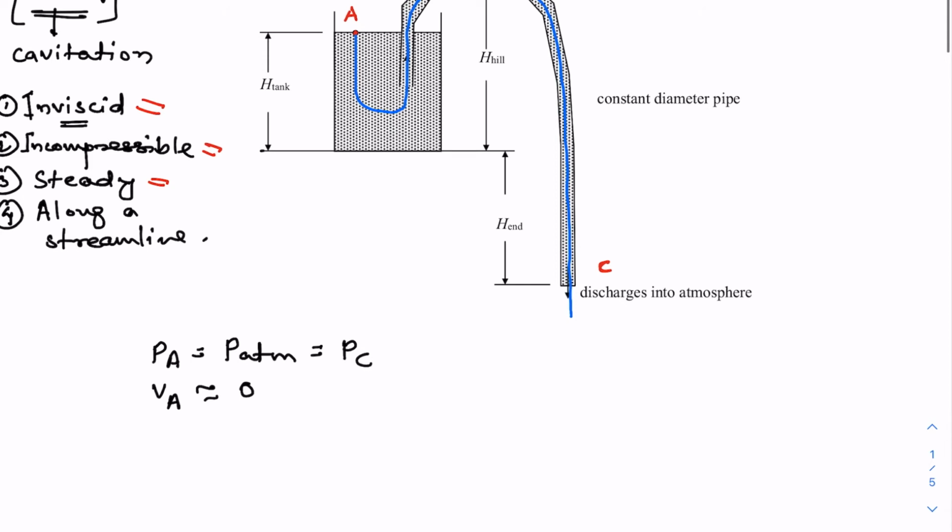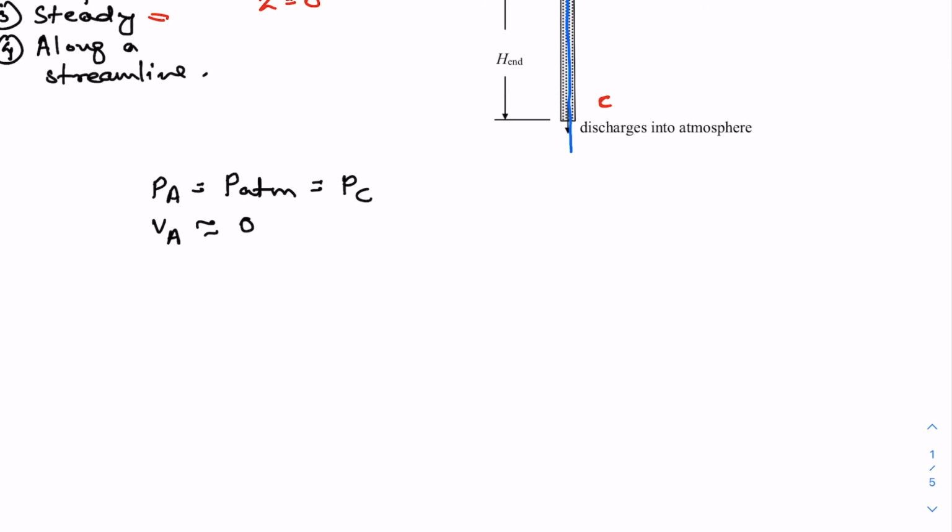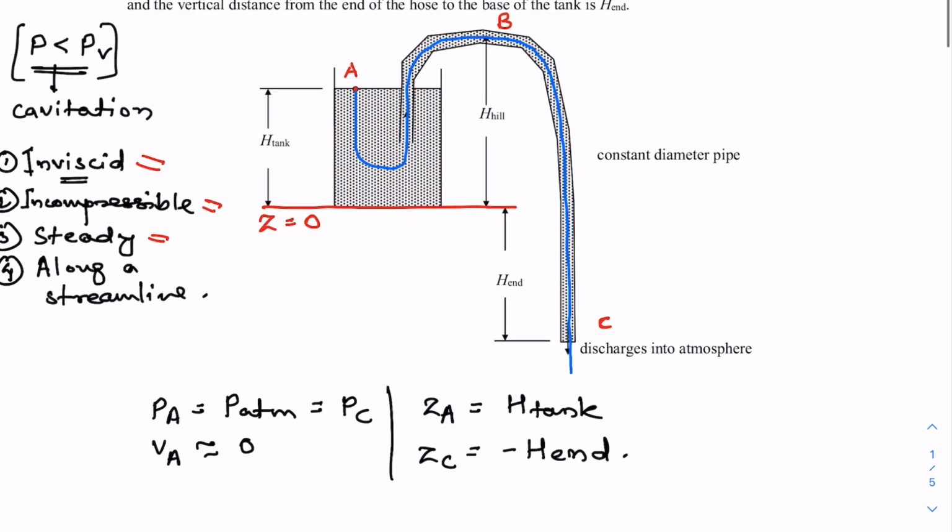And let's say this is my z equal to 0 location. So this is z equal to 0. So what that gives me is ZA is H tank, ZC is minus H end. So Z is positive in the upward direction.